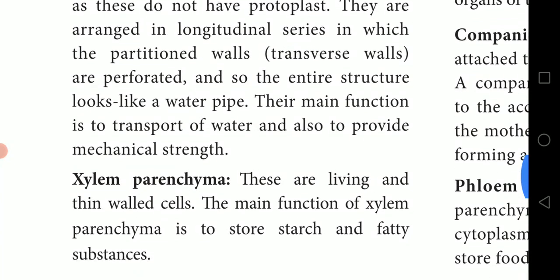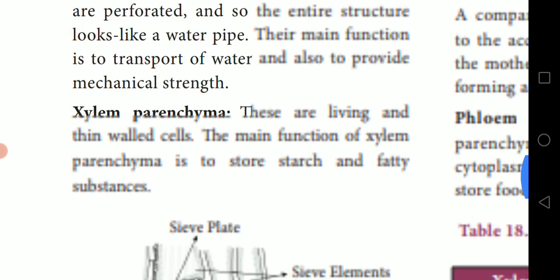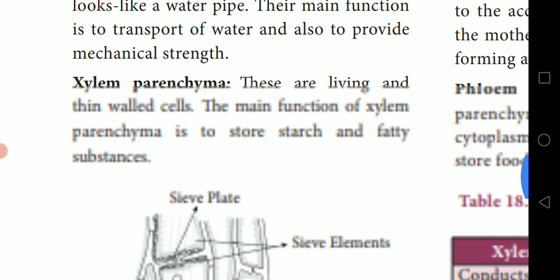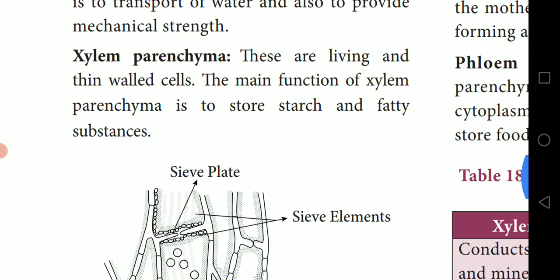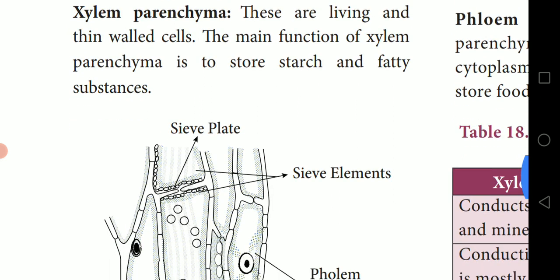The next one is xylem parenchyma. These are all living and thin-walled cells. The main function of xylem parenchyma is to store starch and fatty substances.